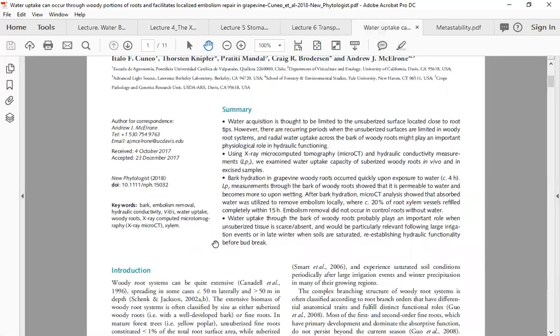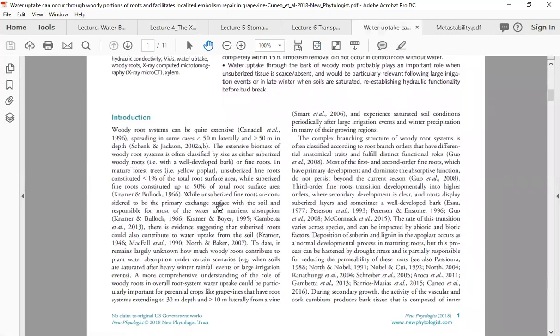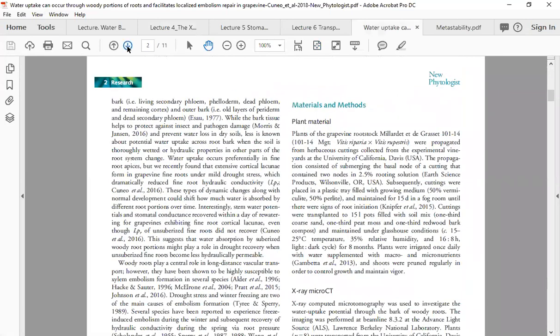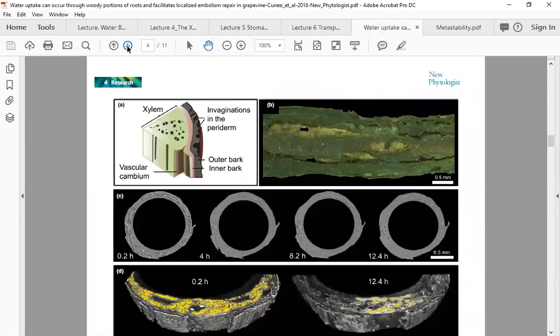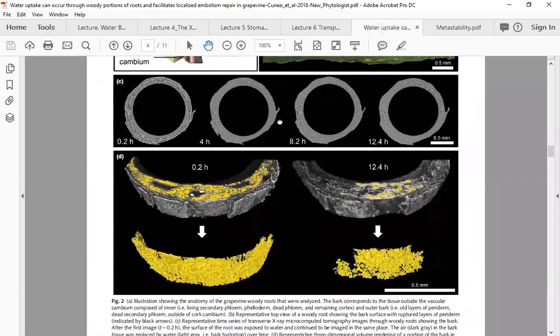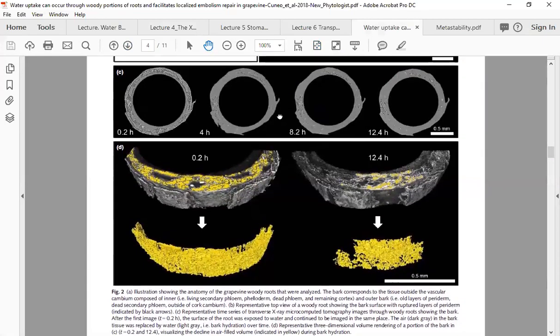It's amazing what you believe, what's actually been in the literature for many, many years. And then research will come out and show that that's not actually the case. All right, so I'll just show you a couple of figures here. I think here they're looking at roots. Yes, grapevine woody roots here.